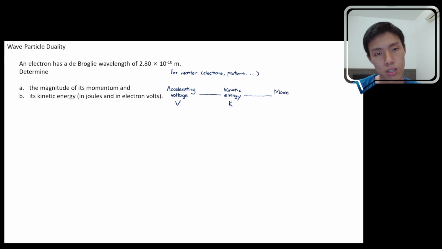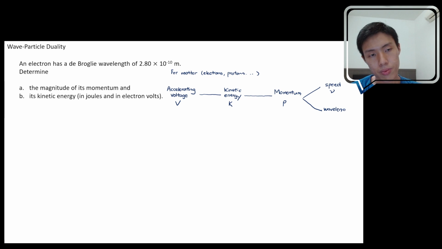Momentum, the symbol will be P. The idea is still the same. Greater kinetic energy means it's moving faster. So P is equal to mv, so your momentum should also be greater. They are positively correlated to each other. Then from momentum, we can move on to discuss two things. You can either discuss speed. Momentum related to speed is quite direct, just P equals mv, or you can relate it to wavelength, which will be lambda.